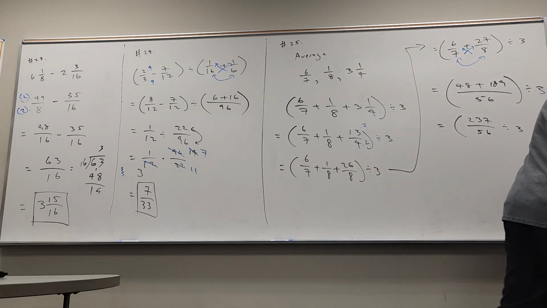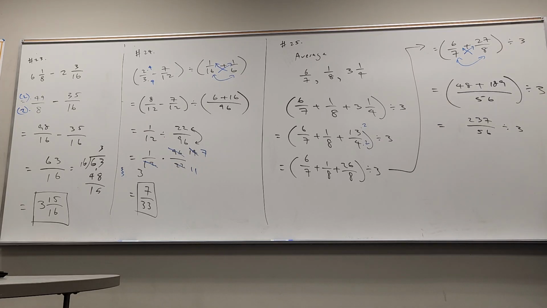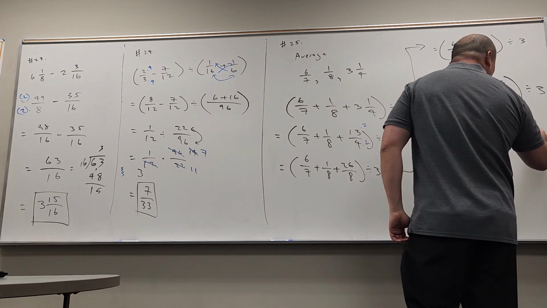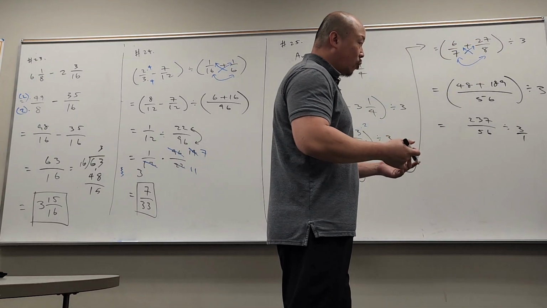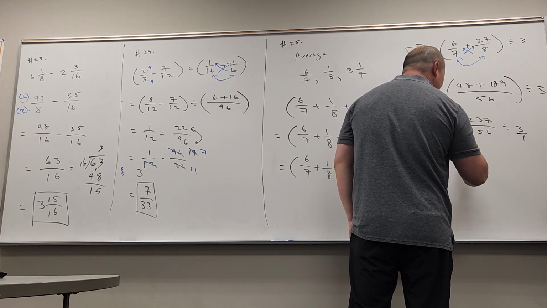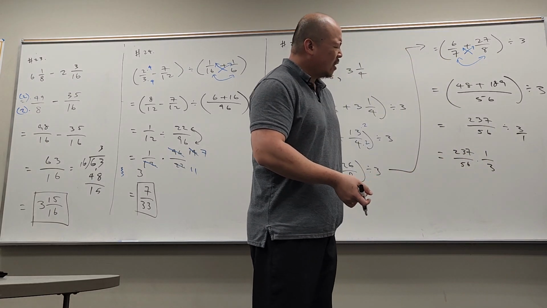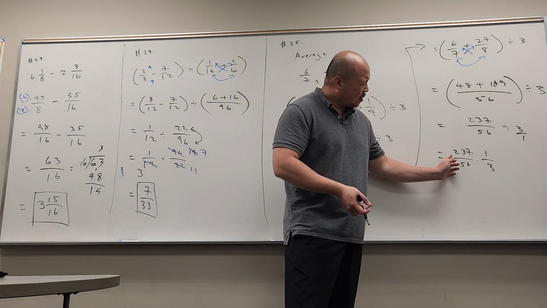And now divide by 3 means this guy's 3 over 1, right? The whole number becomes 3 over 1. And this, keep change flip again. 237 over 56 times 1 over 3. And this time, there's nothing you can do, I think. Oh, there's something you can do.